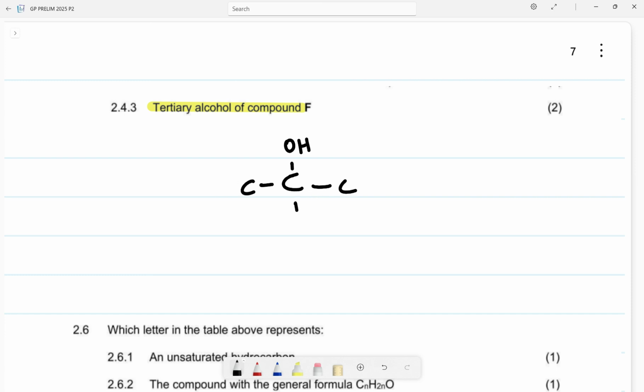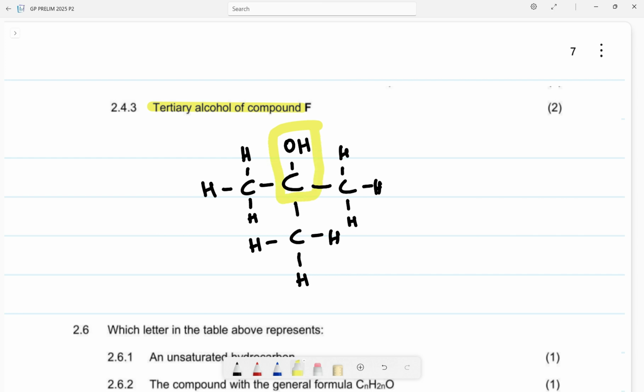Another bond can come from where? Here. So this is what I'm required to draw. Since it has 4 carbons, guys, this is very beautiful. This is just easy marks. Because now it says the carbon bonded to the hydroxyl group, or the OH, is bonded to 3 other carbons. 1, 2, 3.